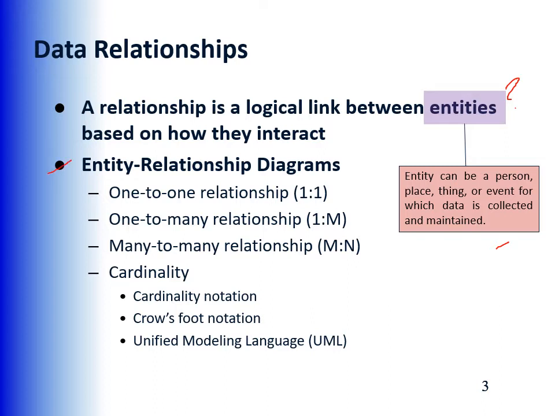Usually, entity relationship diagrams involve three types of relationships, which are one-to-one, one-to-many, and many-to-many relationships. Cardinality describes the numeric relationship between two entities, and you learn how to model the interaction by adding cardinality notation, crow's foot notation, and unified modeling language.